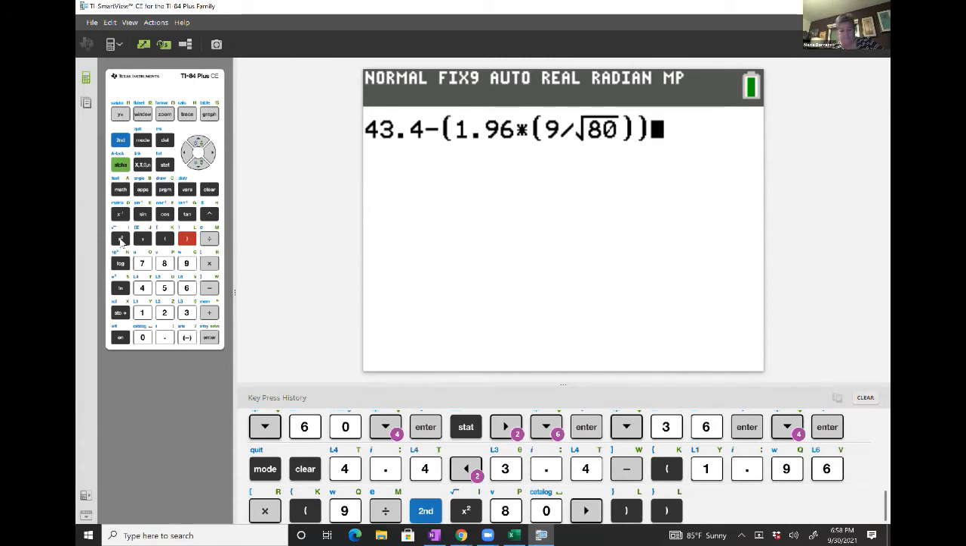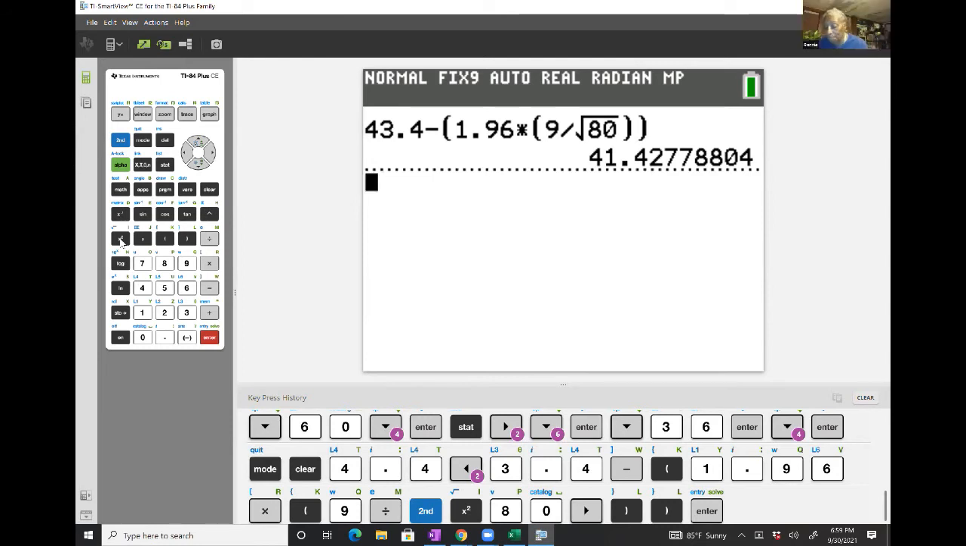Minus parentheses 1.96 times parentheses 9 divided by the square root of 80. When you hit enter, that should be your first value. So I got 41.427, so 41.4. I'm assuming that's what you got. Yeah, cool.